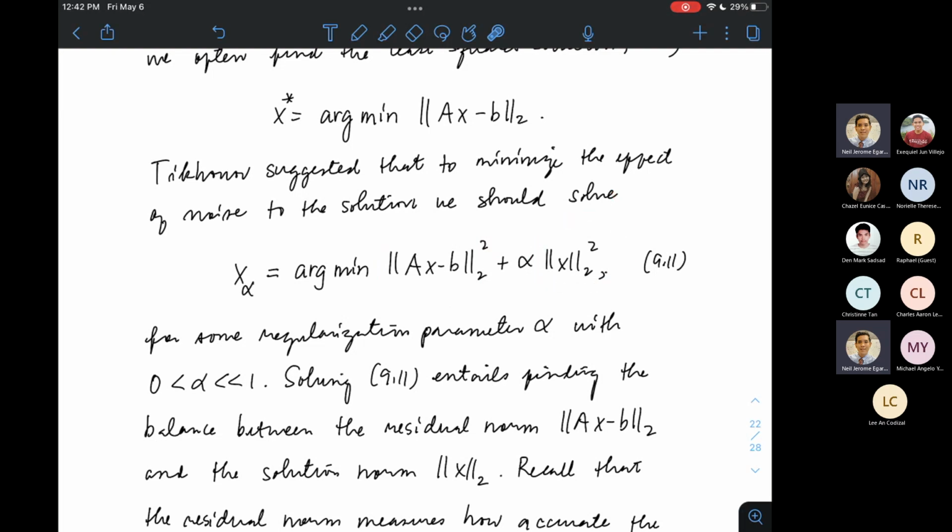Kasi mangyayari, kapag masyadong malaki, sige, mamaya na lang pala yun. Mamaya pa pala sa script ko. Pero ito yung gusto nating isolve.